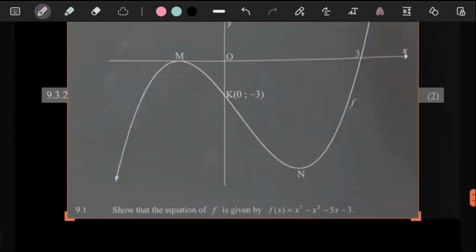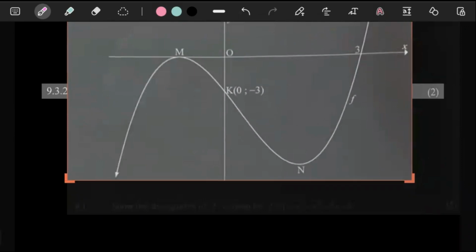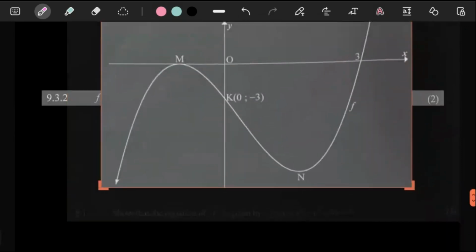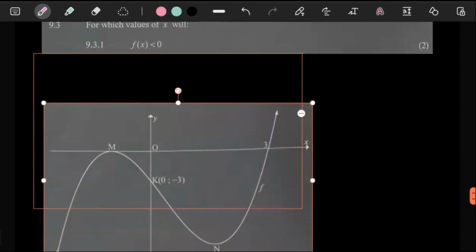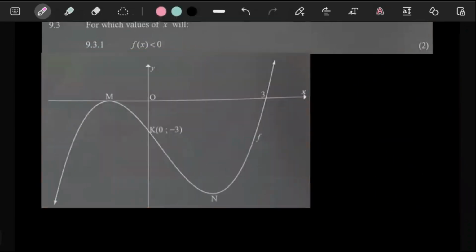So let me do this. Make this smaller. There we go. Okay, very nice. So they're asking us, where is f of x smaller than 0? So f of x is equal to 0 here and there. It's smaller than 0 everywhere below that. So this is below 0. This is below 0. This is below 0.